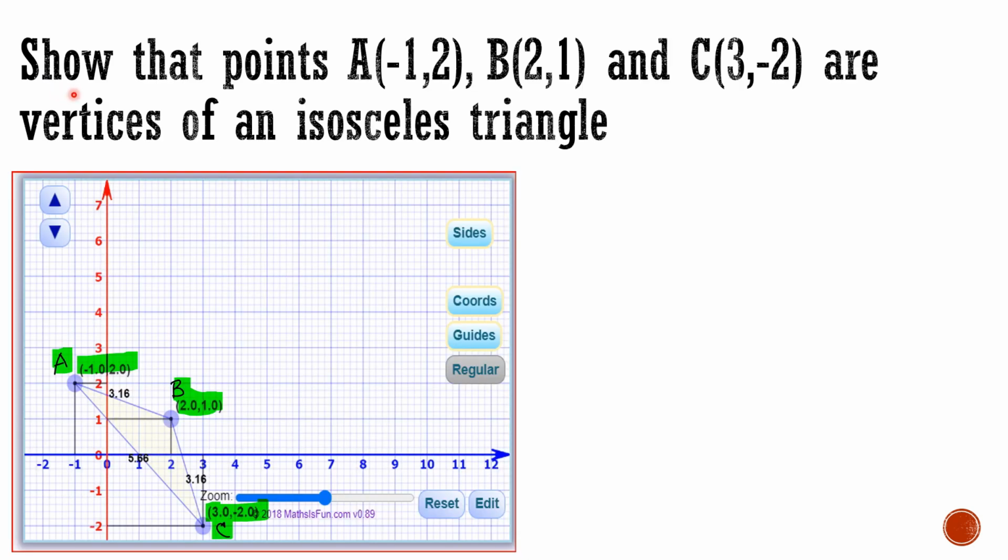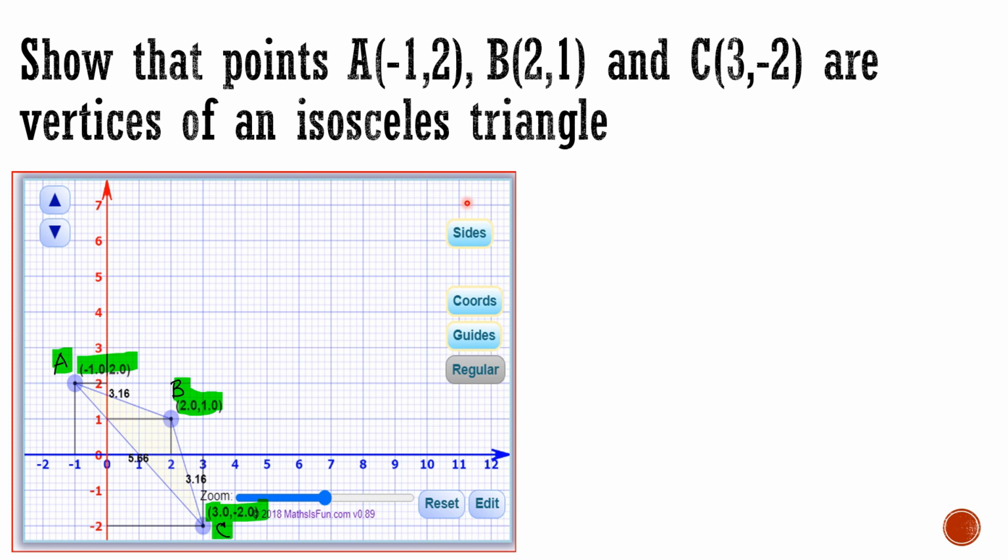We have another example. Show that points A at negative 1, 2, point B at positive 2, 1, and point C at 3, negative 2 are vertices of an isosceles triangle. Two ways this can be solved. Una, gagamitin mo yung graphical method and then you have to plot the points and then connect the dots. If the two sides of the triangle become equal, that is an isosceles triangle. So that is one of the properties of an isosceles triangle. If you remember our review in trigonometry, isosceles triangle means that the two sides are equal.